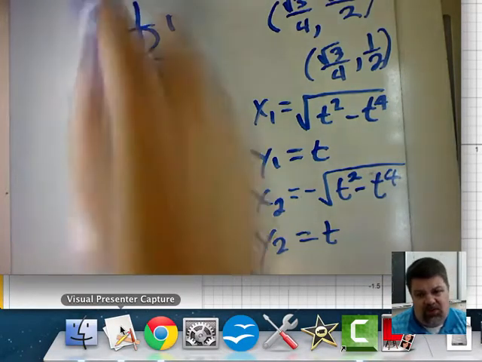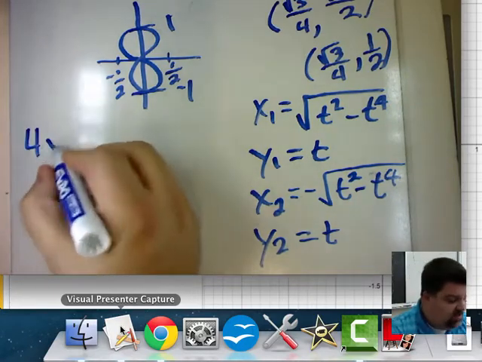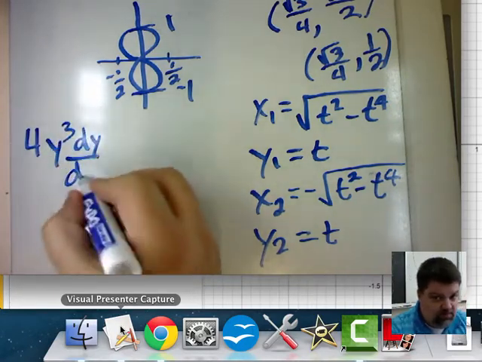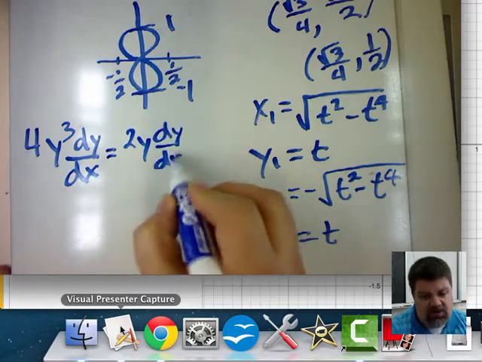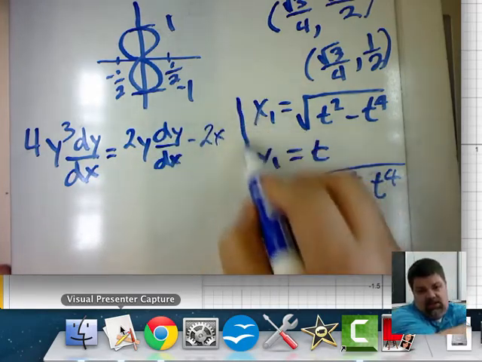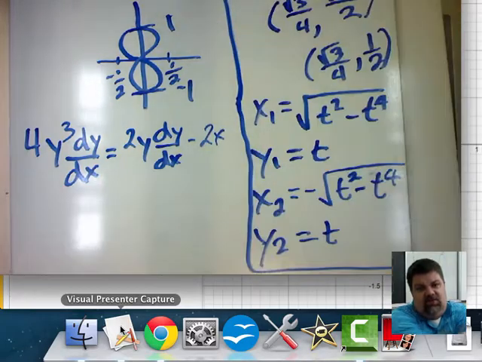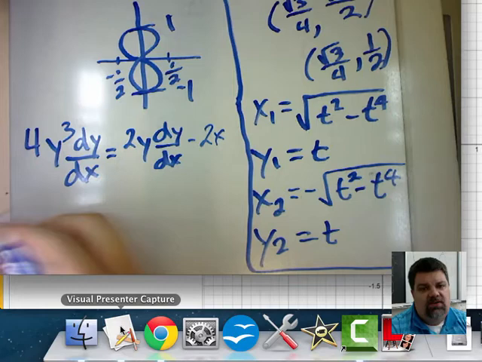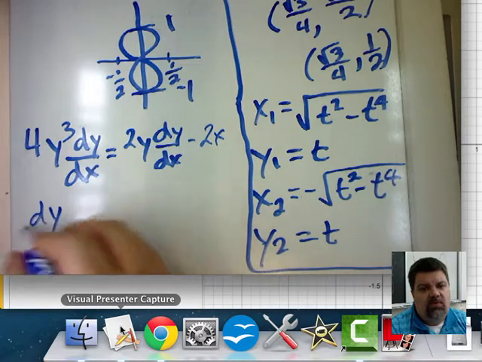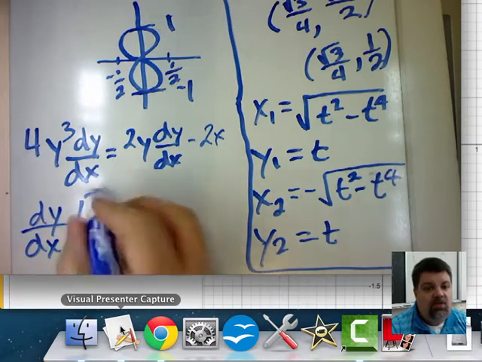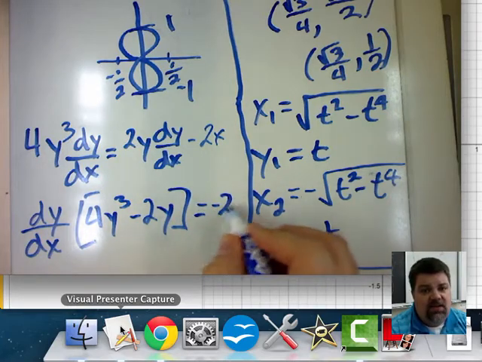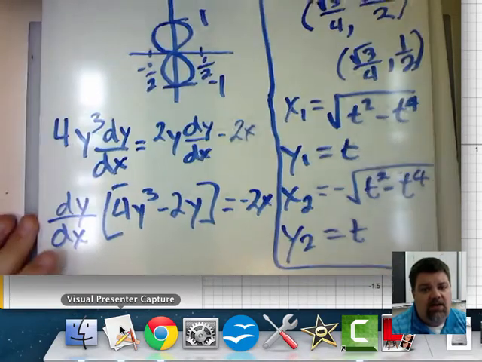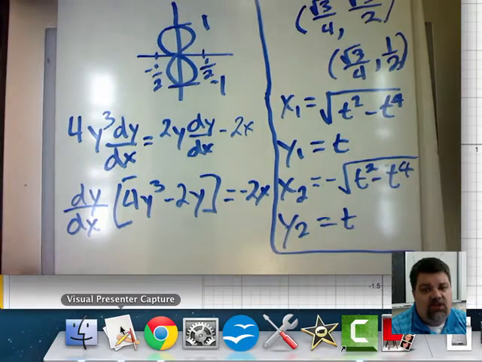And by the way, we could differentiate this too by differentiating the parametric equations. But the original equation is pretty easy to find the derivative of. We're just going to take the derivative of y to the fourth, which is 4y cubed. Remember, whenever we take the derivative of y, when we do implicit differentiation, we tack on the dy/dx, and that's equal to 2y dy/dx minus 2x.